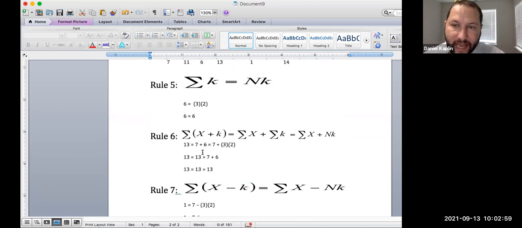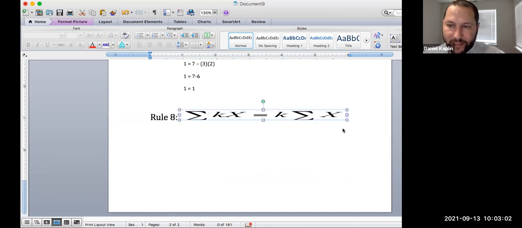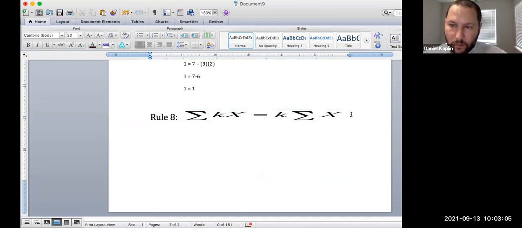Last but not least, KX column. KX column, we got 14, right? So okay, KX, we got 14 is equal to K, which was our constant, 2, times, because anytime there are letters next to each other, we multiply, the sum of the x column, which is 7, right? So 14 does indeed equal 14.